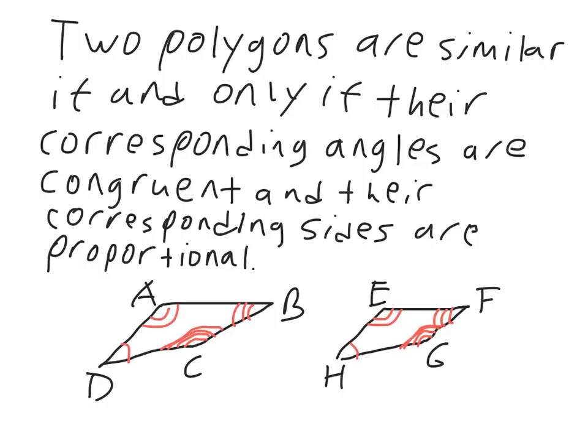And their sides have to be proportional. So, for example, if I wrote the sides were 2, 4, 6, and 8, then the other polygon would need to have proportional sides. So let's just say I had 1, 2, 3, and 4 here. We need to know, are they proportional?